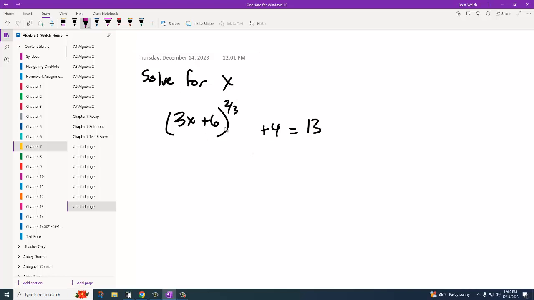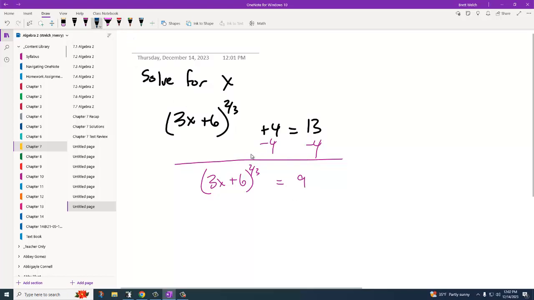There's the 2/3. That's part of that parentheses, but this 4 is not. So I'm going to remove the 4 before I try to do anything else. That is going to make my life easier because I'm only going to have one number outside of the parentheses. And 13 minus 4 is 9.